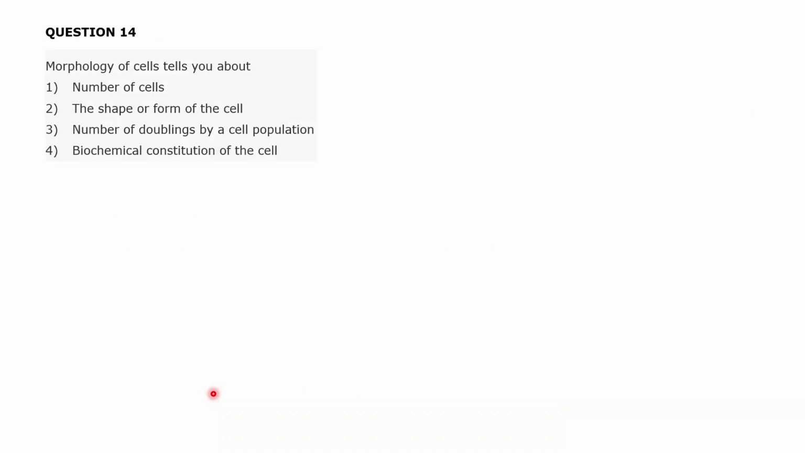Coming on to question number 14. Morphology of cell tells you about number of cell, the shape or form of a cell, number of doubling by cell population, or a biochemical constitution of the cell, which might be answer. Yeah, I'm getting option number 2. Yeah, basically morphology you all know. Basically you are right. It tells you about the shape or form of the cell.